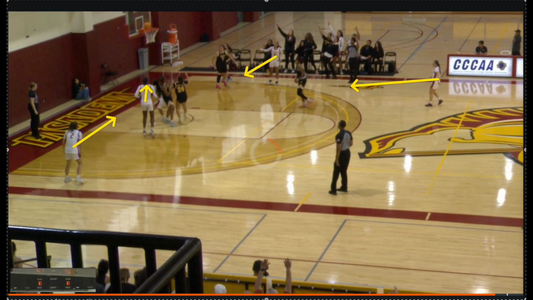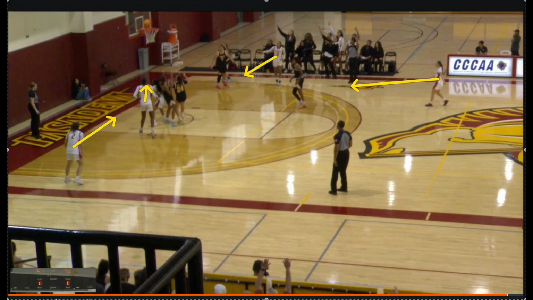Shot goes up right there, hits the rim. Who's got a clear path? This is why it's so important on rebounding. She can get it. All of these players have a clear path to wherever the ball might go.